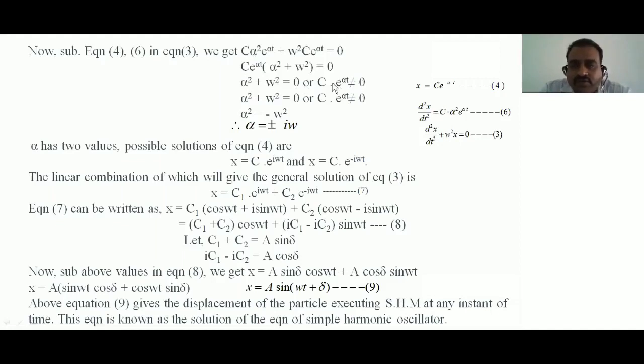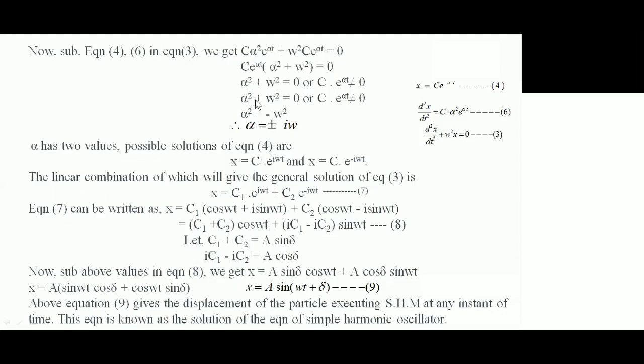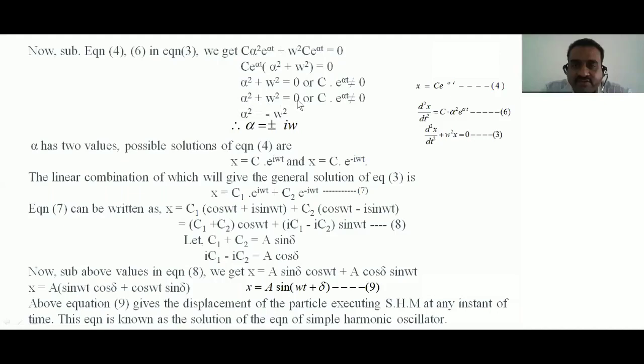But c e to the power alpha t is not equal to 0, because that is the x value. We are not taking x equal to 0. So this is not equal to 0, so alpha square plus omega square is equal to 0. Alpha square is equal to minus omega square. Alpha is equal to root of minus omega square. Root of minus 1 is i. So alpha is equal to plus or minus i omega.